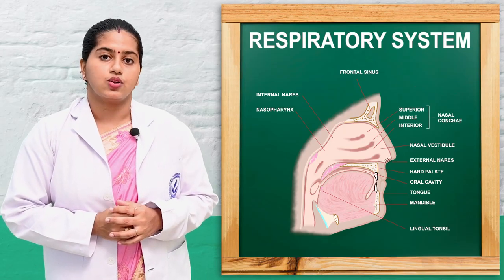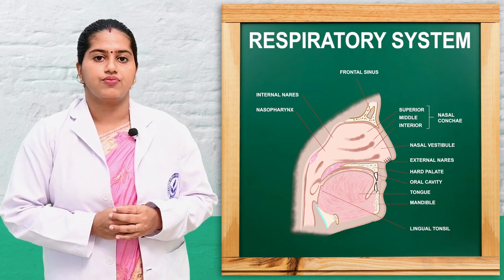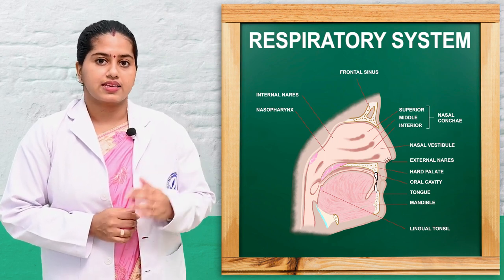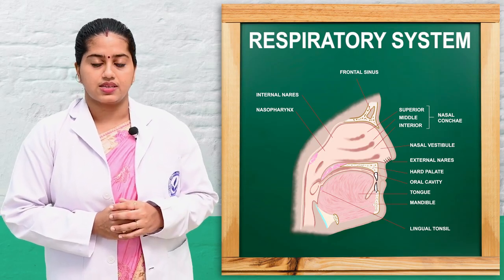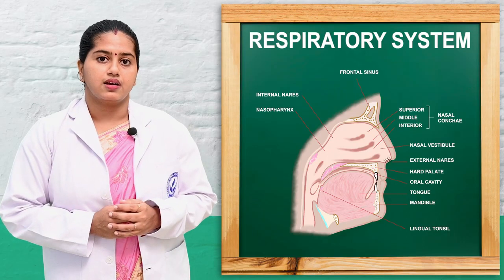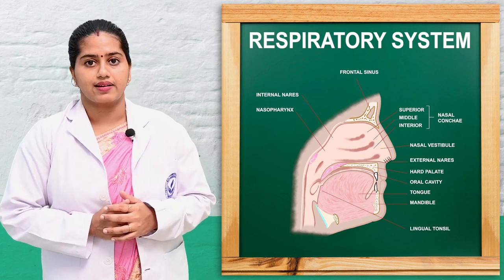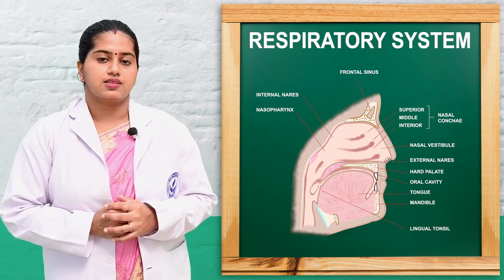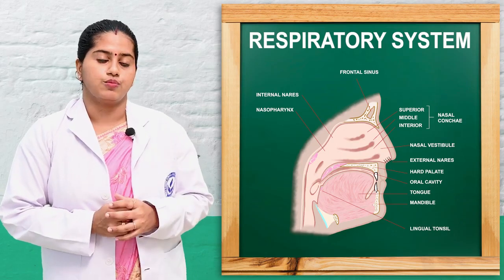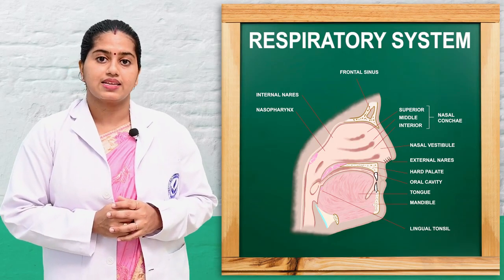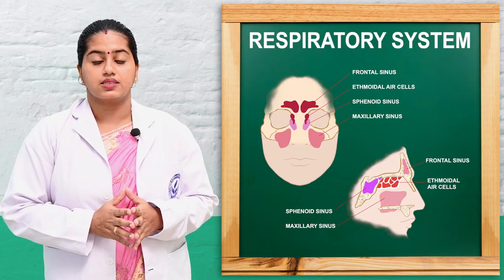So, the first one is the nose and the nasal cavity. The nose we can see outside, and it consists of nares or the nostrils. The external nostrils connect to the outside and the internal nostrils connect to the pharynx. The nose consists of ciliated cells and is covered by cartilage and skin. The nose also has a mucosal fold, known as the nasal concha, and the nasal cavity is divided by a septum.